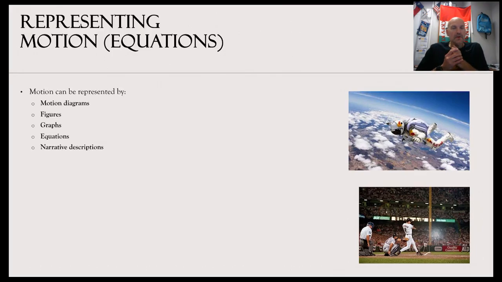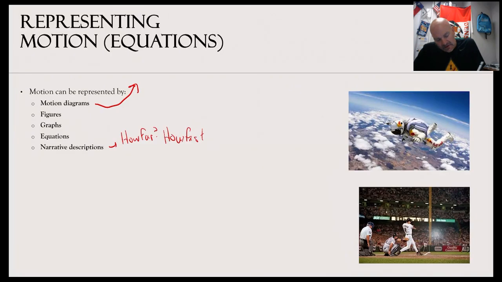So there are different ways that we can represent motion, right? We can talk about it in terms of motion diagrams, figures, graphs, equations, and just simply narrative description. A lot of times with the narrative, I've taught, like how far, how fast, right? So we're using vernacular to explain what is happening.